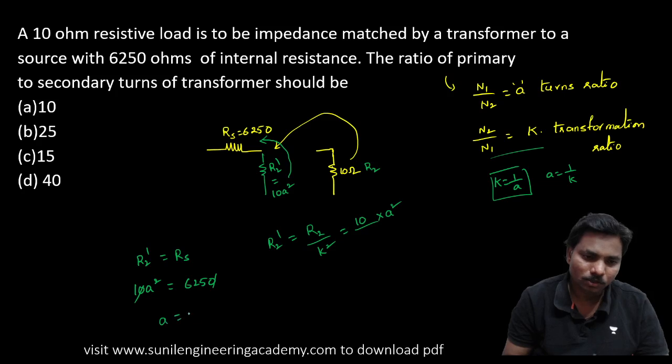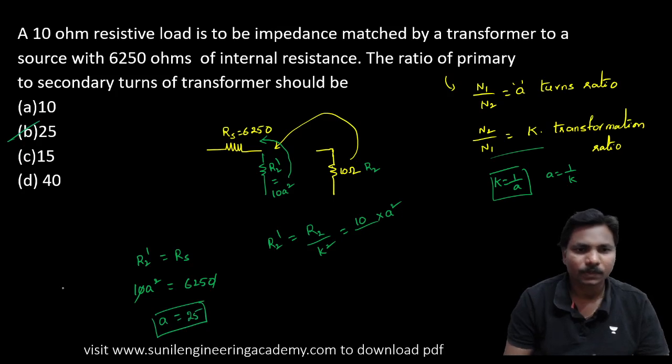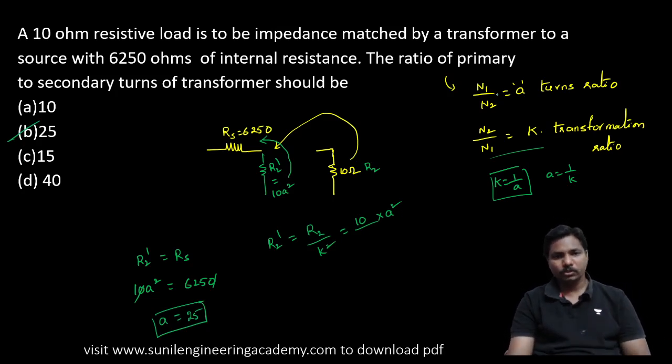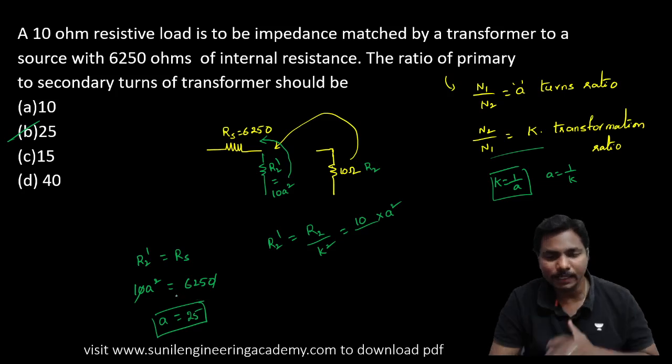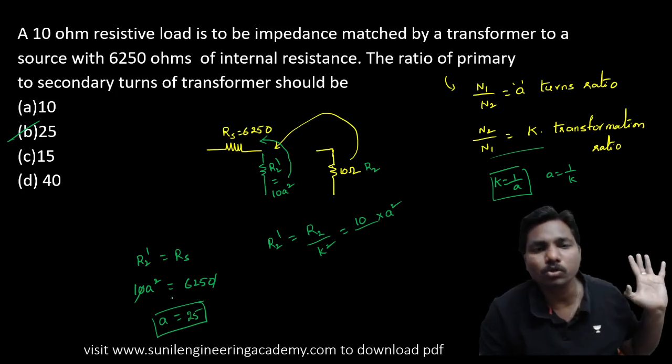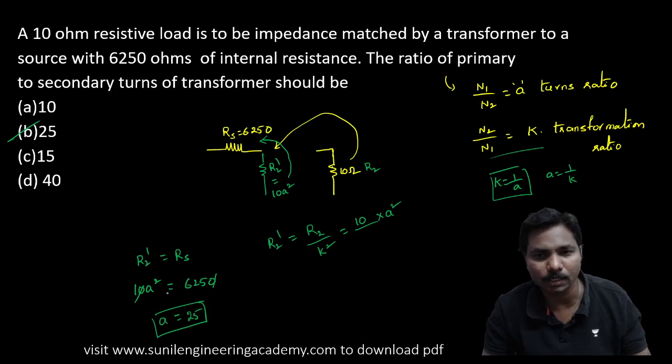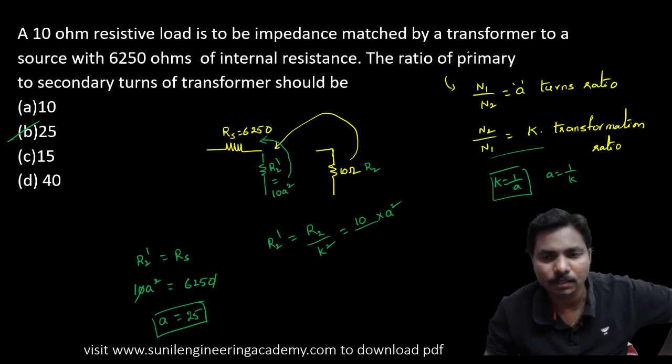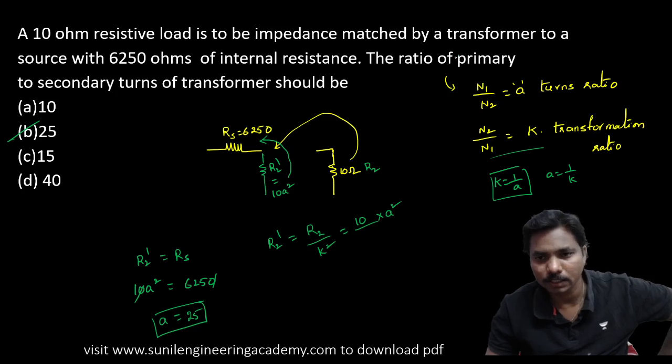Then A is equal to 25. So the answer is B. So the ratio of primary to secondary is 20. Once again, guys, a very simple question. Don't feel it is difficult. They are just asking the ratio of primary to secondary. Primary to secondary is nothing but the turns ratio.